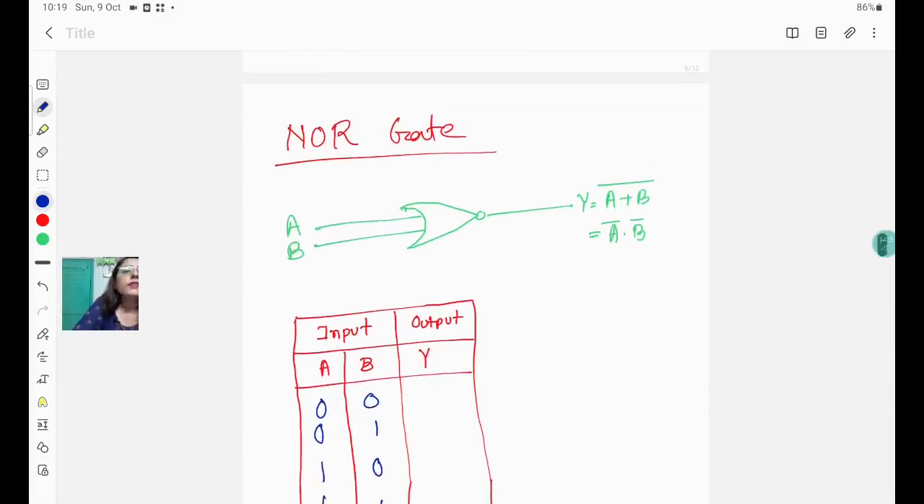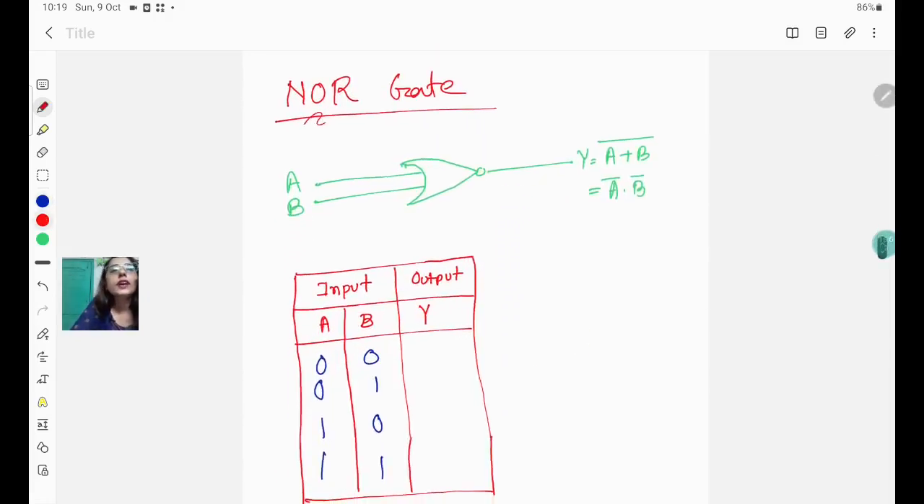In a similar way, for the NOR gate we have a NOT plus OR gate. This is the basic circuit symbol of the NOT gate and OR gate, and this bubble is representing the NOT gate. Of course, for the OR gate the output is A plus B, and if we put a bar over it, that will be a NOT gate. By using De Morgan's principle we get A bar dot B bar.